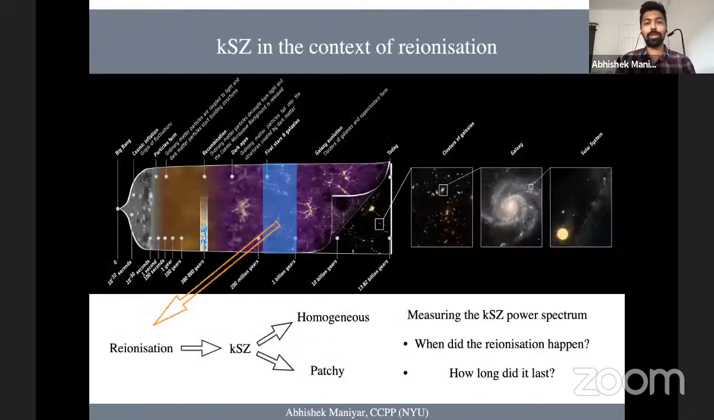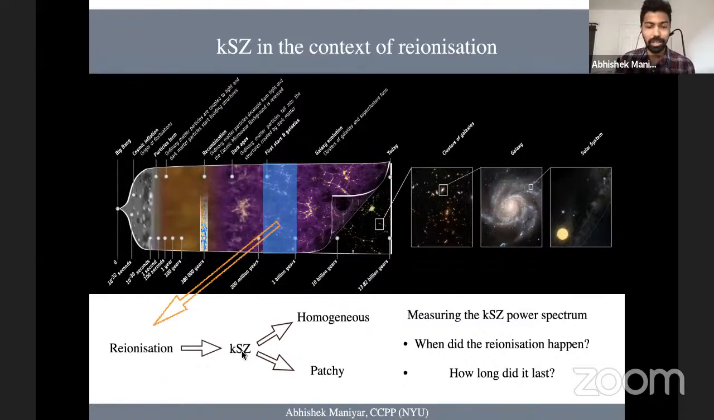And why do we talk about KSZ in the context of reionization? As I said, this has been explained very well by the previous speakers, but nonetheless, KSZ, as we have seen, has a patchy and a homogeneous component. The patchy component has its origin when the reionization is actually taking place, and the homogeneous component arises when the reionization finishes till now. So that's what gives us the total KSZ power spectrum.